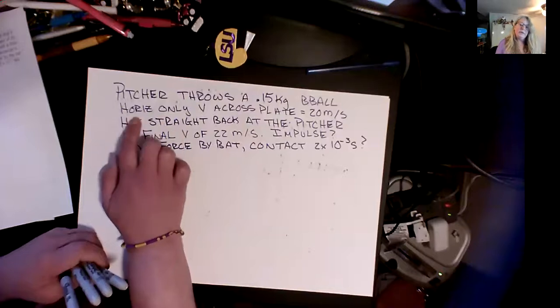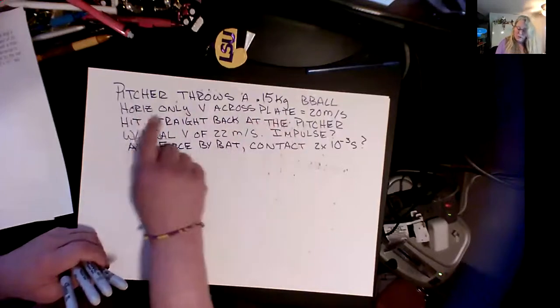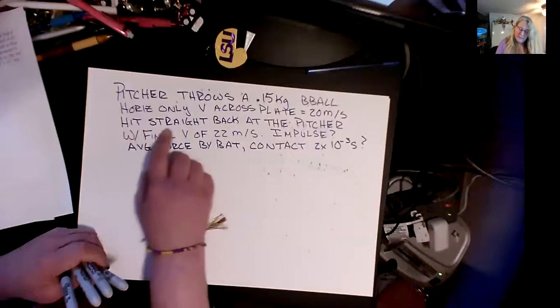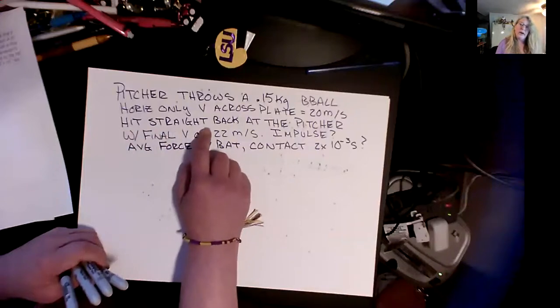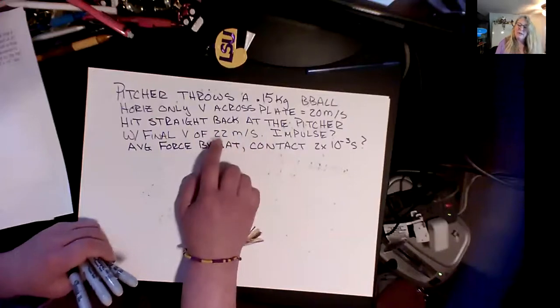We're still dealing with vector quantities. So if you see anything at an angle, then we have to deal with X and Y changes. In this case, it's nice and straightforward. It's just going to go across the plate at 20 meters per second, and then the batter is going to hit it straight back. So it's like a line drive. I think that's what they're called. Back right at the pitcher, and now it has this new velocity of 22 meters per second.